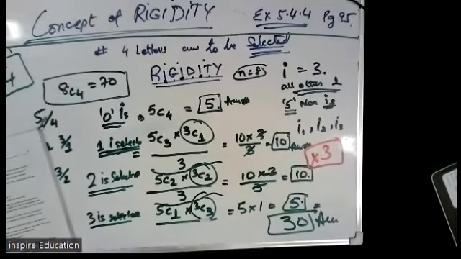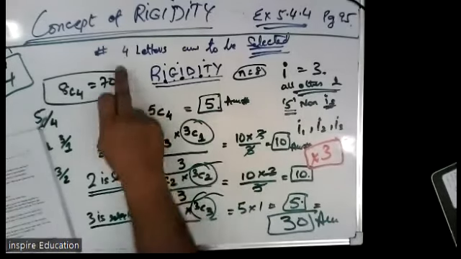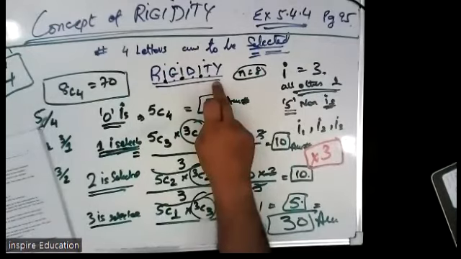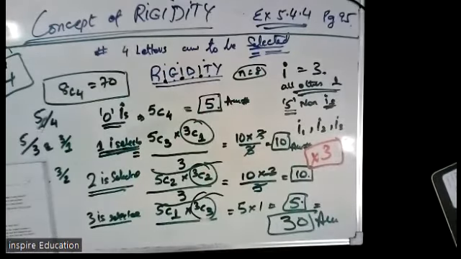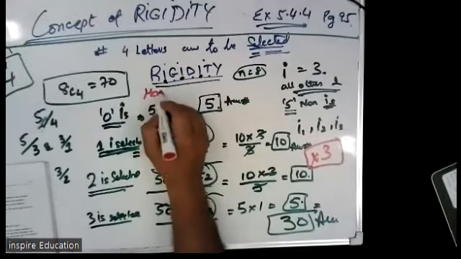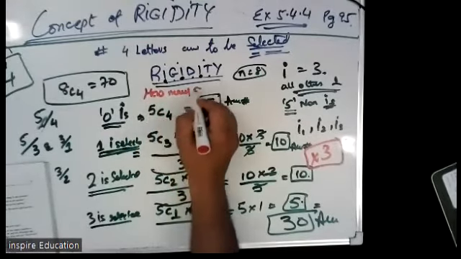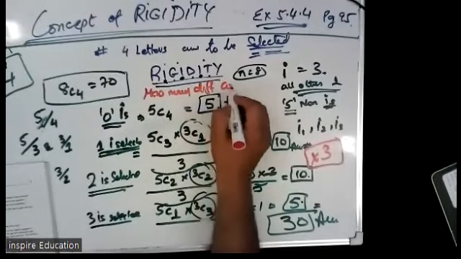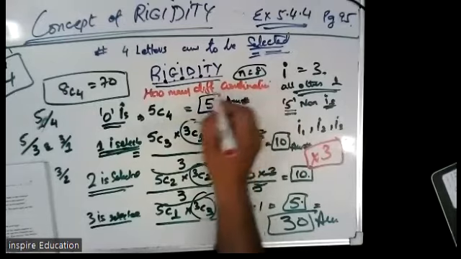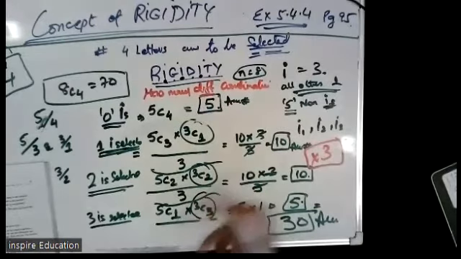I can even tell you, well, the question is right here. 4 letters are to be selected from the word rigidity. Okay, how many ways, how many combinations are there? The question is, how many different combinations? So when you see the word combinations and the word different, the same eyes have to be divided. It can't be the same.